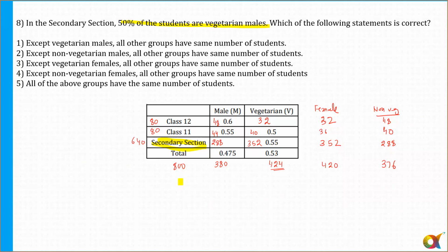Alright, so it's a wrong question. It says 50% of the students in the secondary section are vegetarian males. That means 320 of them are vegetarian male, which is a wrong interpretation. All the data which has already been given will contradict. So this was a wrong question. It was not counted. Is that clear?